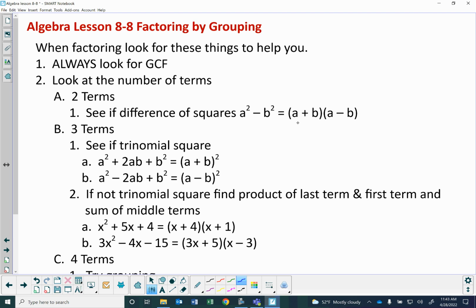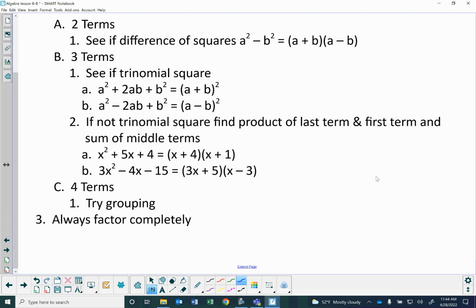If it is, then use the trinomial square formulas. If it is not, then try the product and sum. If it's in the form of x squared plus bx plus c, find the product of c and the sum of b. If it's in the form of ax squared plus bx plus c, find the product of a and c and the sum of b.